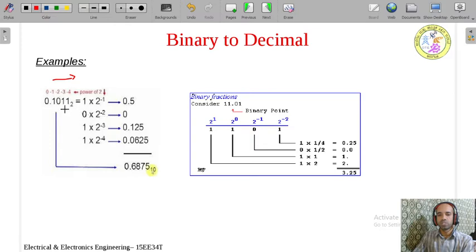0 into 2 power minus 2, 1 into 2 power minus 3 and 1 into 2 power minus 4. You find out the answer for this either by using the calculator or you can use the normal method. 2 power minus 1 is nothing but 1 by 2. It is equal to 0.5. Similarly, you find out the answers for this and take the addition of all the numbers. Do the summation, you will be getting this answer.